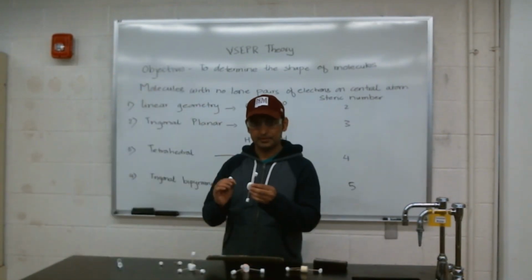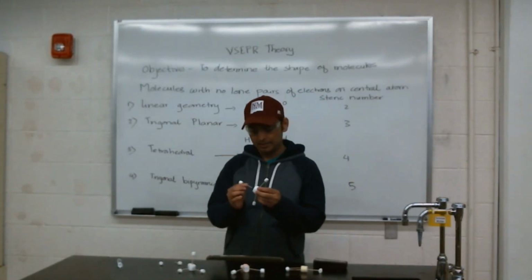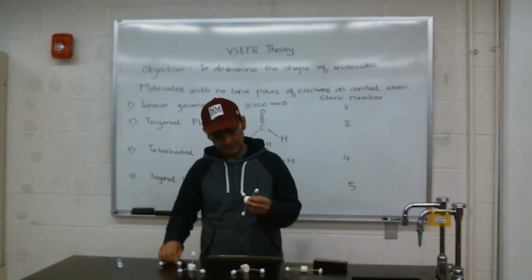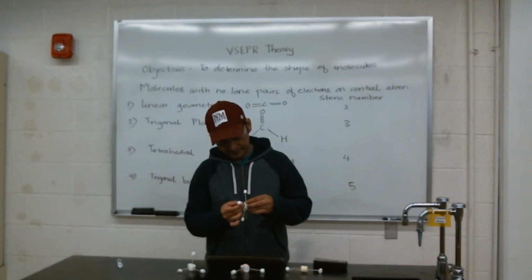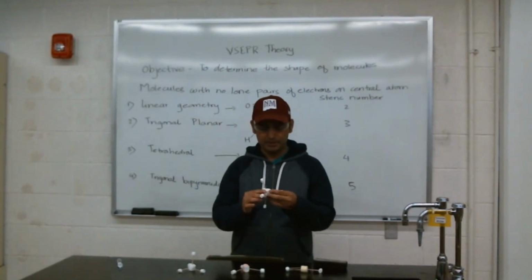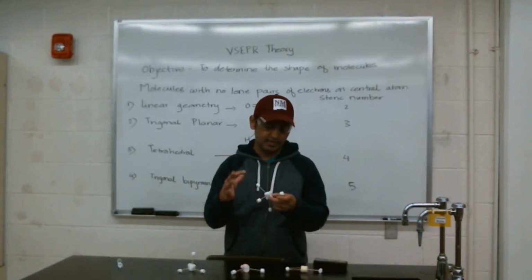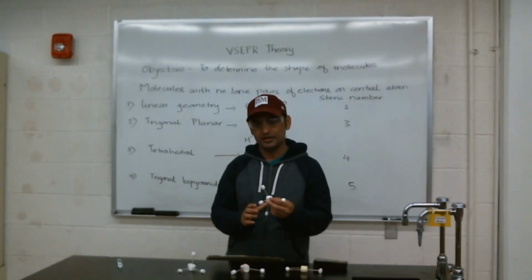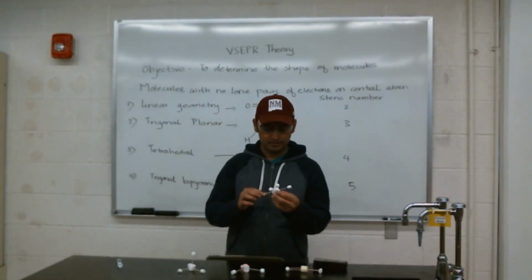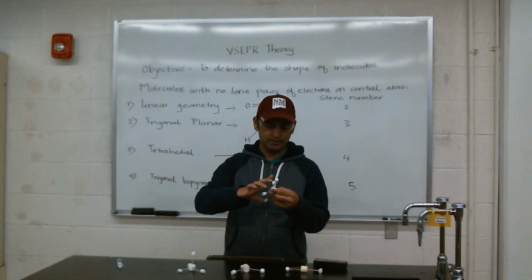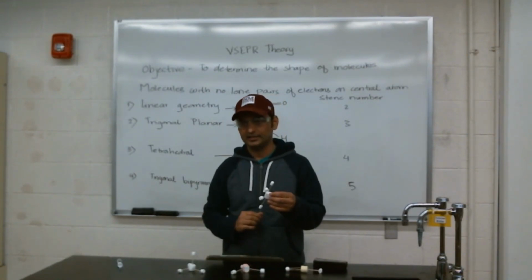Here we have a trigonal bipyramidal molecule I'm going to make from marshmallow. Here, 3 atoms are connected in one plane, and the bond angle between those two atoms is 120 degrees. And the bond angle between those two atoms is 180 degrees.